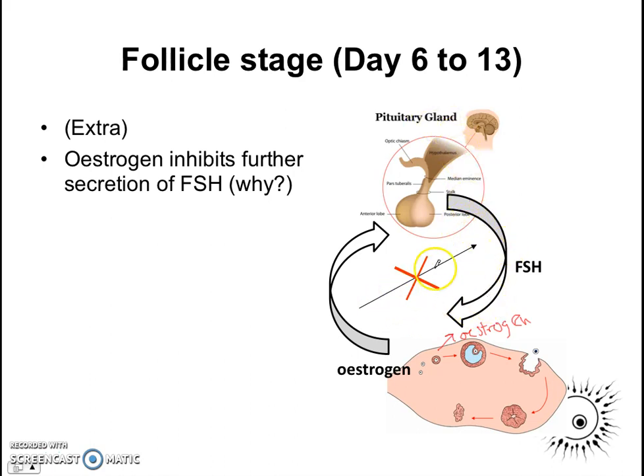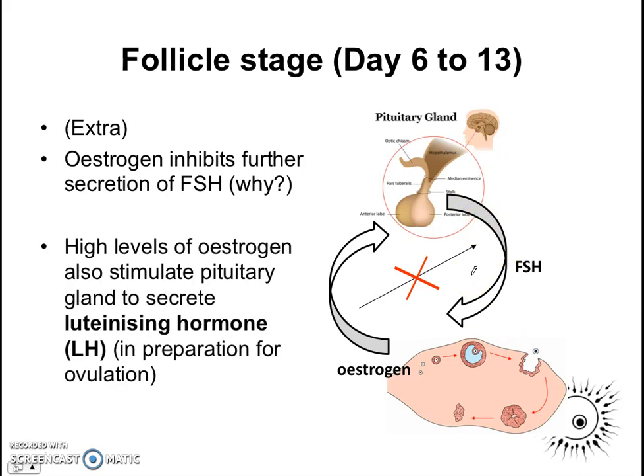This is actually a form of negative feedback. Now, why is that? Because we don't want more follicles to start developing. So we've already had some follicles develop, there's estrogen coming out, and we don't want too many follicles to start developing. Now, one further effect of estrogen is that it stimulates the pituitary gland to secrete another hormone called luteinizing hormone, or LH. Now, LH, it turns out, is important for ovulation.